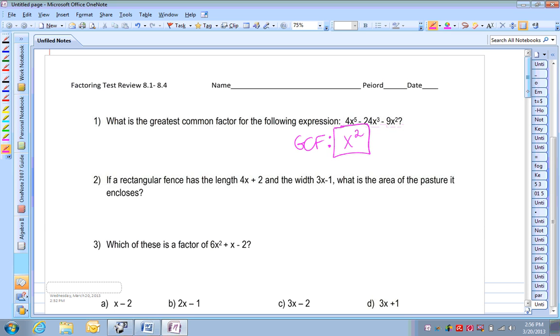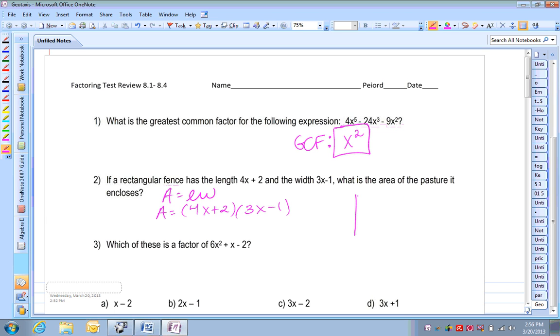Okay, so moving on to number 2. If a rectangular fence has a length of 4x plus 2 and the width is 3x minus 1, what's the area of the pasture it encloses? Well, we know area is length times width of a rectangle, so we can go ahead and plug in our length, which is 4x plus 2, and then our width, which is 3x minus 1, into our formula. We have two binomials being multiplied together, and when we have that, we have a couple options. We can either box method or FOIL.